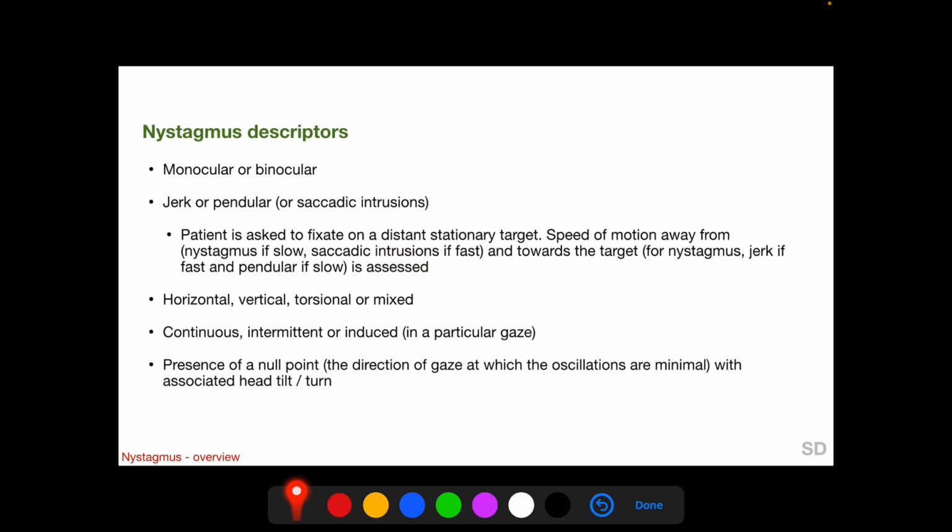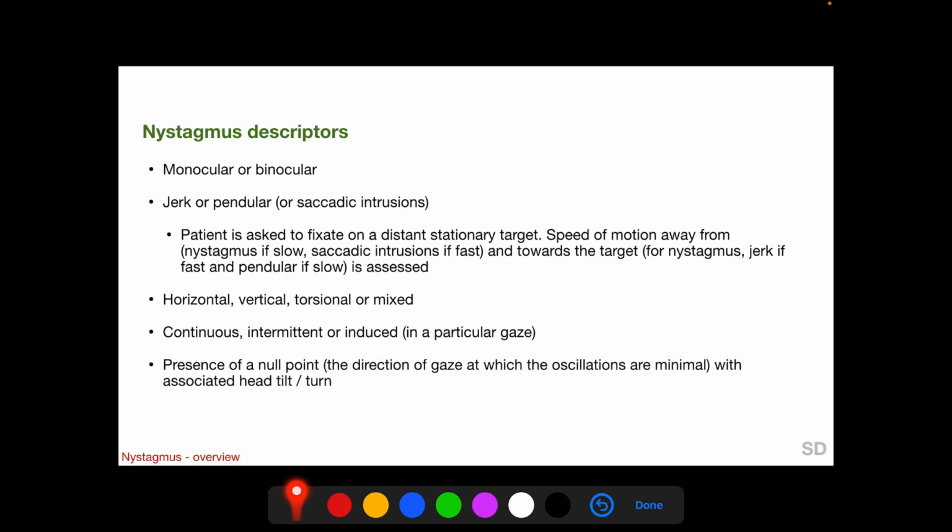And if the movement away from the target is nystagmus, then we determine the speed of movement towards the target, and if it is fast, then it is a jerk nystagmus, and if it is slow, then it is a pendular nystagmus. We have to also determine whether the nystagmus is horizontal, vertical, torsional, or a combined pattern, whether it is continuous, intermittent, or induced.